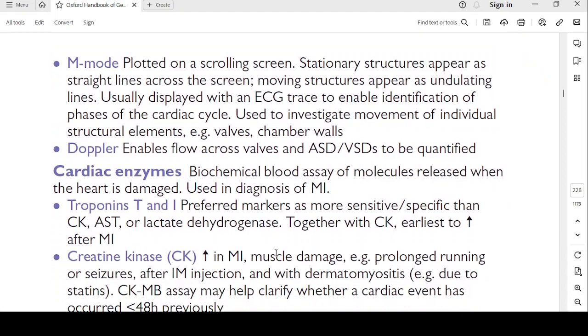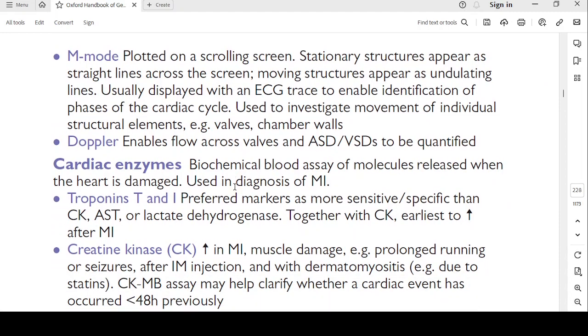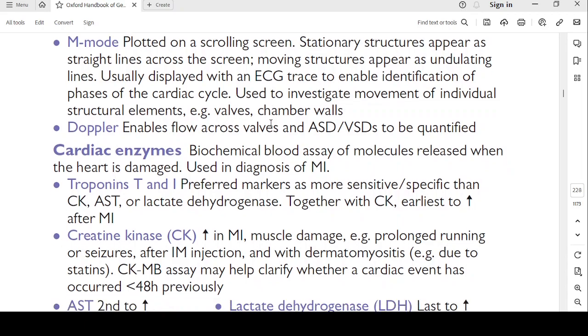M mode. This is M mode ultrasound. It is plotted on a scrolling screen. The stationary structures appear as straight lines according to the screen. Moving structures appear as undulating lines, usually displayed within an ECG trace to enable identification of phases of the cardiac cycle. Used to investigate the movement of individual structural elements, for example the chamber walls. Doppler enables the flow across the walls and ASD and VSD to be quantified.